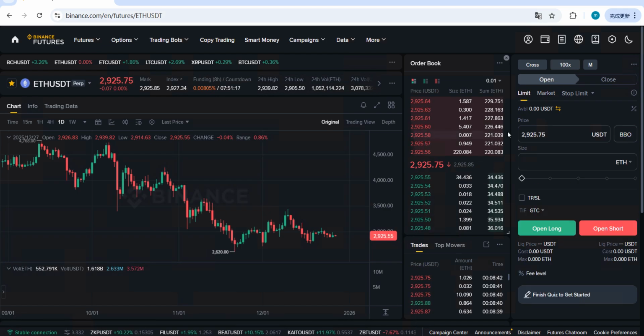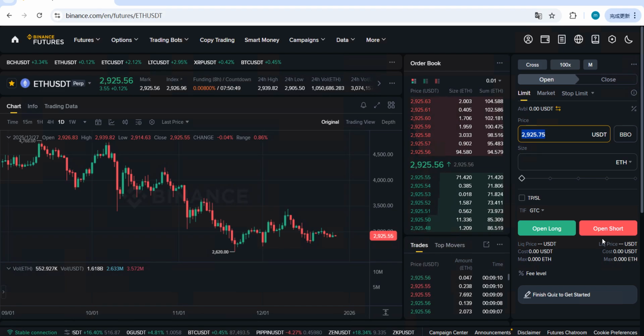When we switch to limit order, we need to specify the price of the order. If we open long, we are telling Binance that we only buy when the price is not higher than this price. We don't buy when the price is higher than this price.